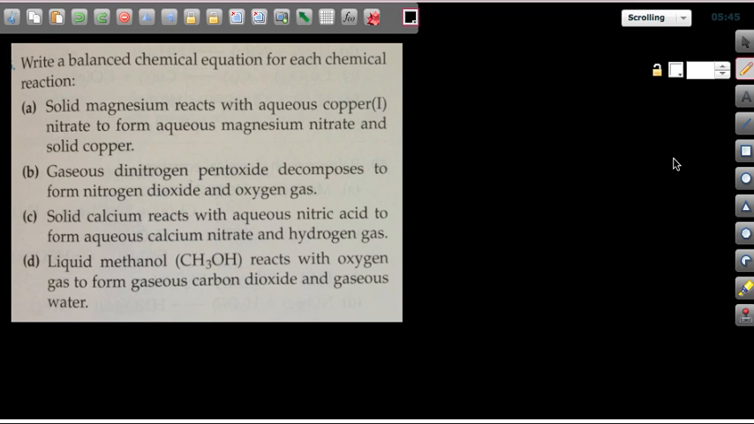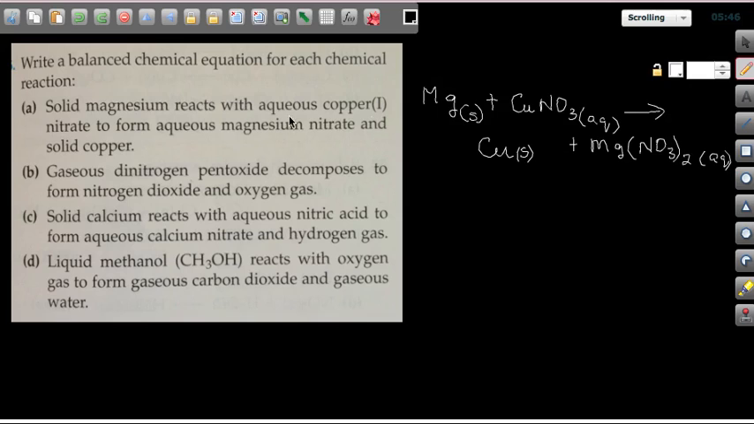I'd like you to pause the video and try this on your own. First one is magnesium solid plus copper nitrate. It's copper 1. Nitrate, you will know, is NO3 1 minus. So it's copper nitrate, forming magnesium nitrate, aqueous, and solid copper.